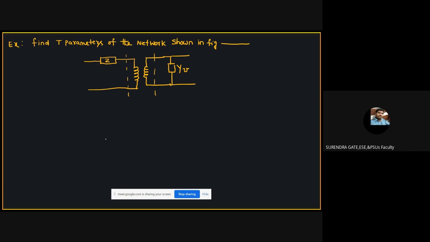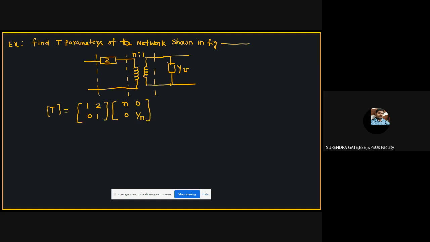Then how to find the T parameters? It's very simple, students. Use the concept of cascading. For only Z, how to find that? 1, Z, 0, 1. Then for the ideal transformer with the ratio given as n is to 1, how to write? N1 by N2 is n, so the matrix is n, 0, 0, 1 by n. Is it correct?